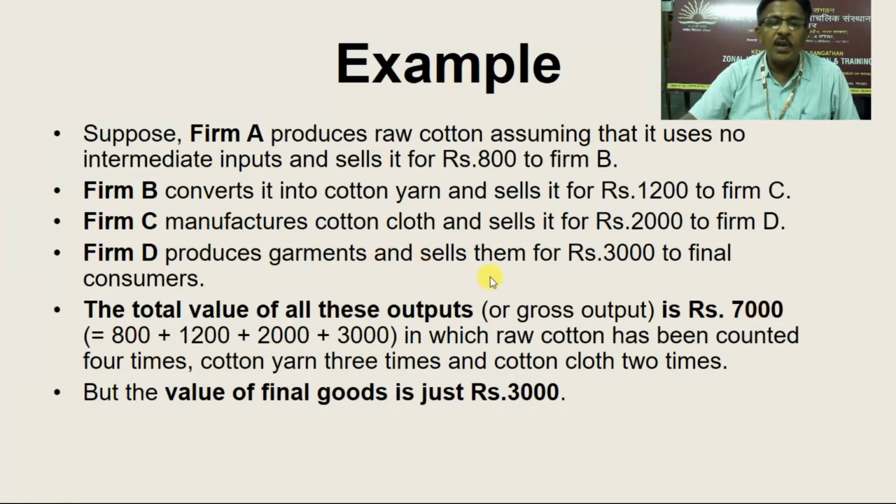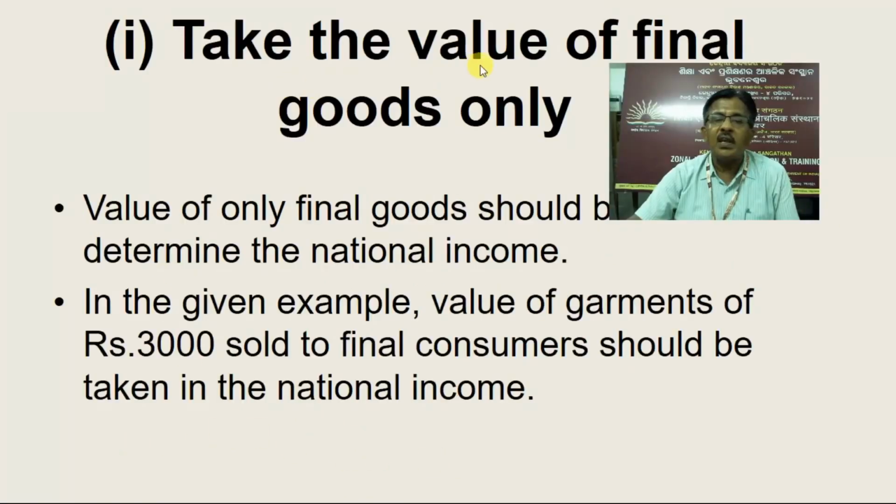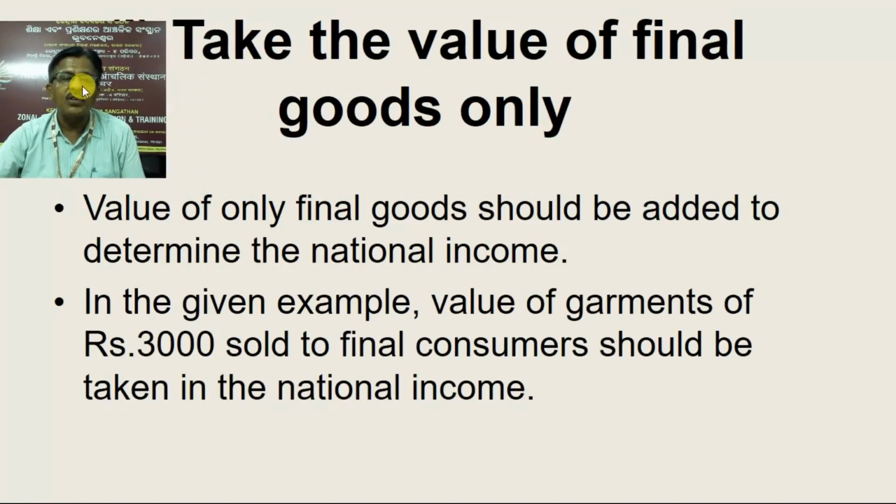But what is the final product? The final product is the garment. So the garment's value is the final value, that is rupees 3000. So how can we avoid the problem of double counting? There are 2 ways of avoiding double counting. The first way is to take the value of final goods only.